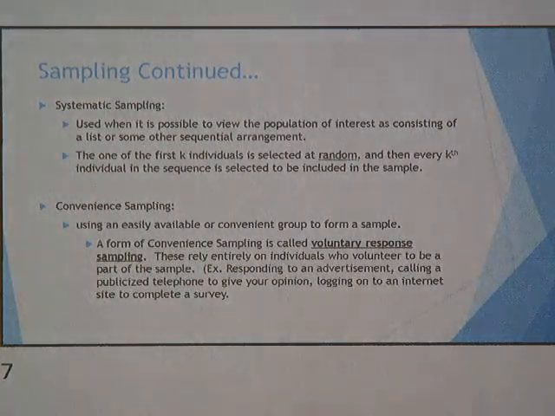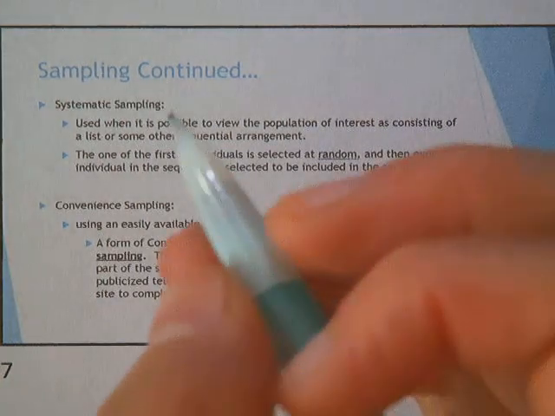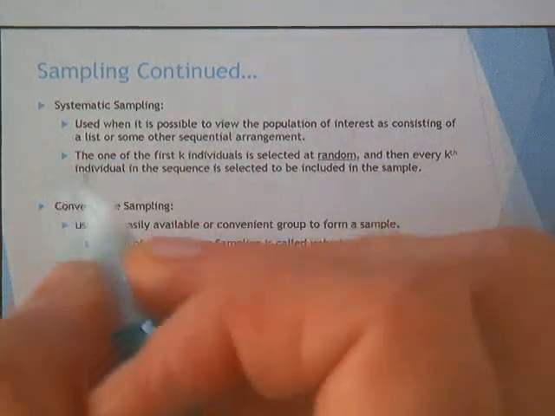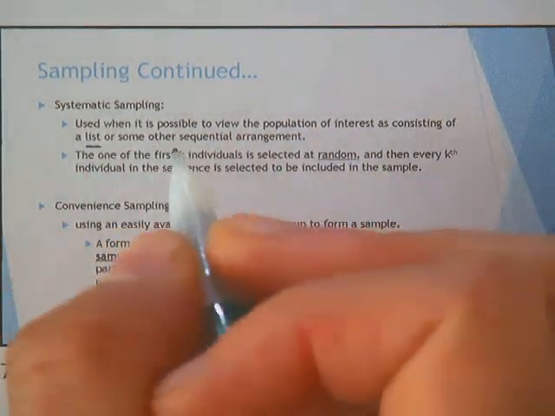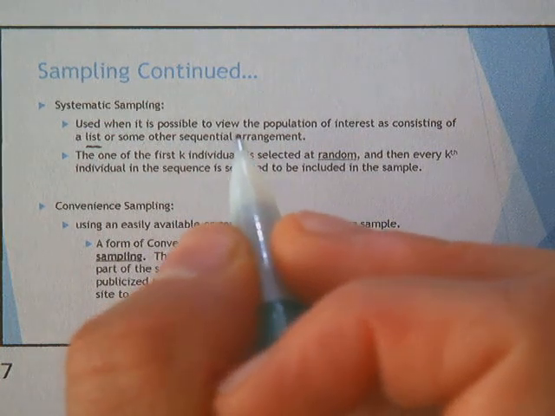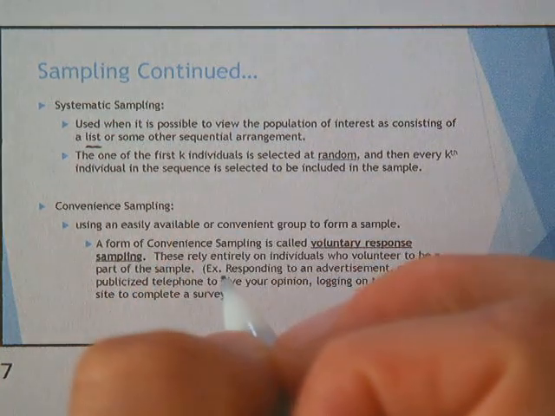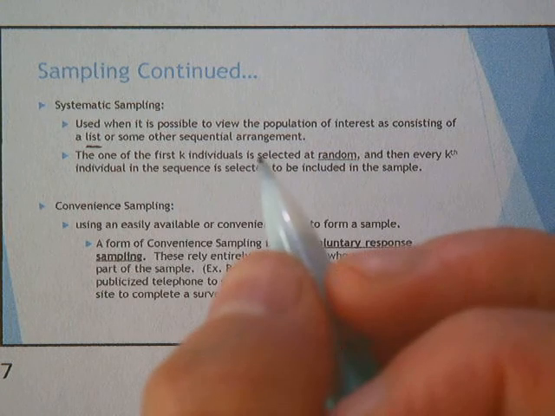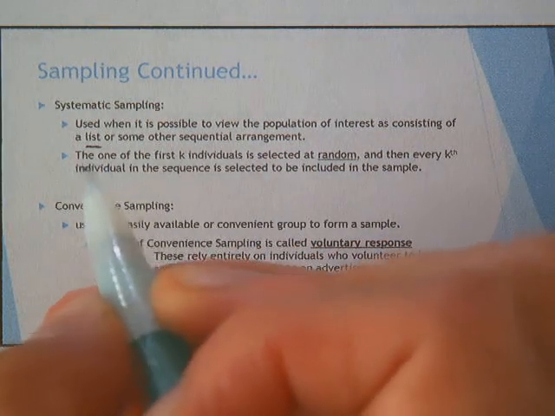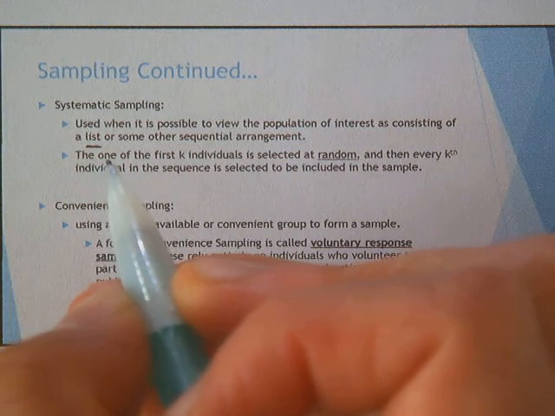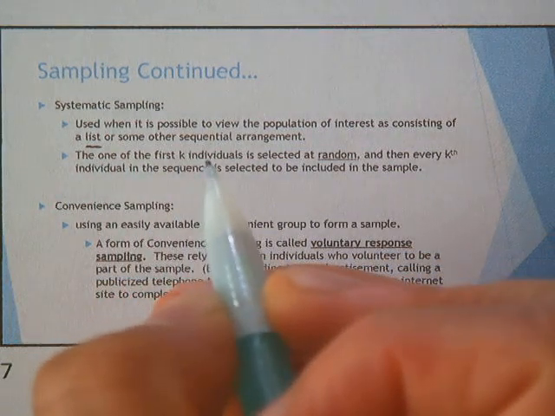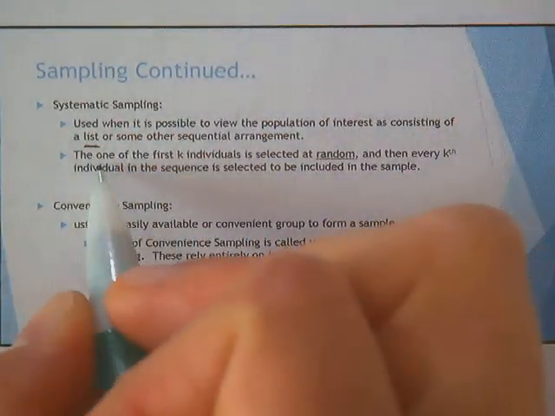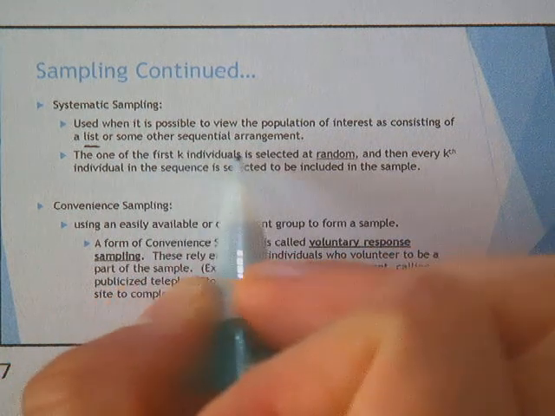This is one you can use if you can put the population you're interested in into some type of list or other sequential arrangement. So if you could take people's names and put them in a list, you'll be able to do this way of sampling. But if you can't put them in a list, then you wouldn't be able to do this, okay? The way this works is you randomly choose somebody to start with. I would randomly choose a number, and I would count down my list until I get to that number. So one of the first k individuals is selected at random.